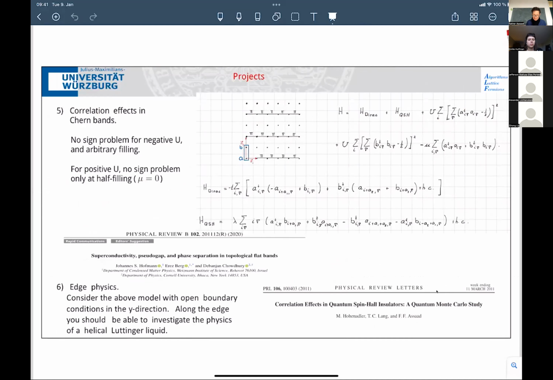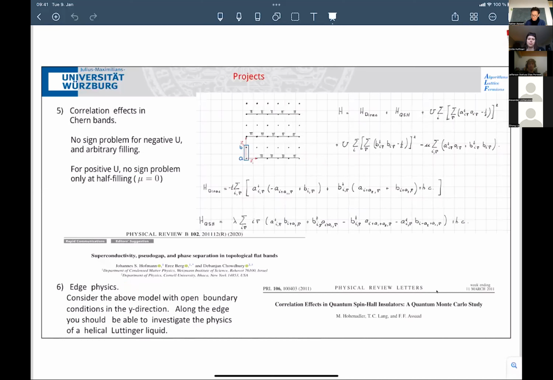The 6 would just be the same as the 5, but instead of doing this with periodic boundary conditions, you would take the Lattice class and put this on open boundary conditions. When you have open boundary conditions, you have these edge states, which are characteristic of topological insulators. You can look at the correlation physics on edges of topological insulators. What you should obtain is basically a realization of a helical Luttinger liquid. Sorry, I got it wrong.